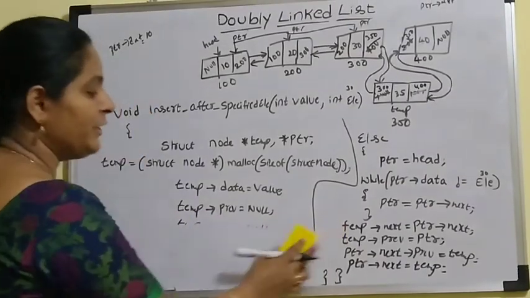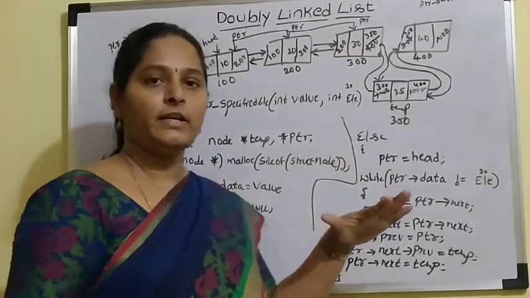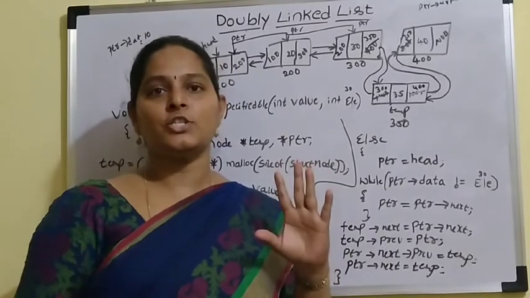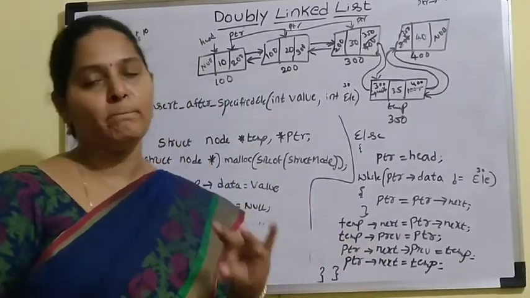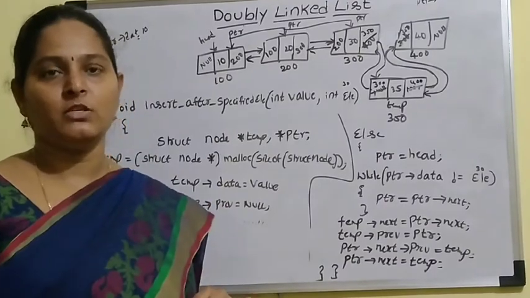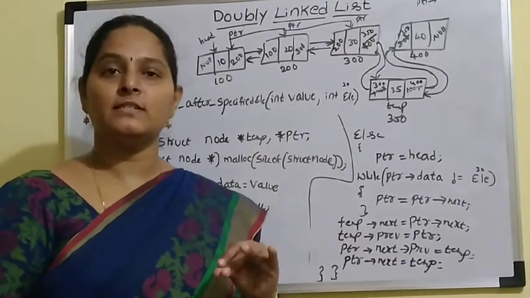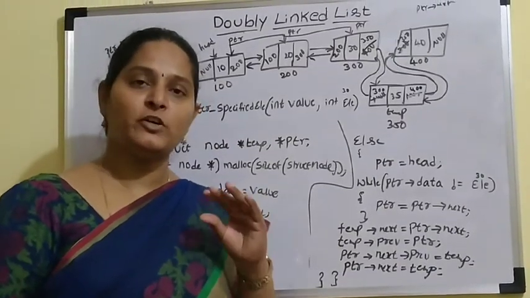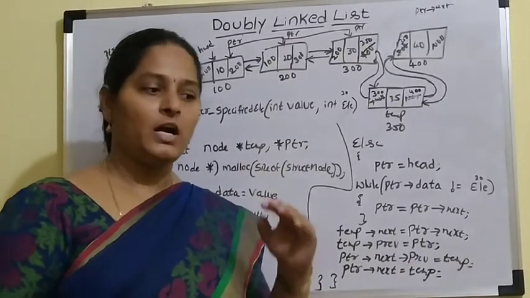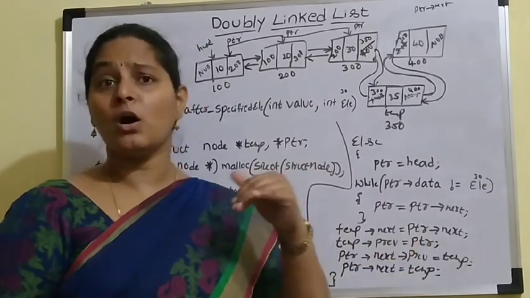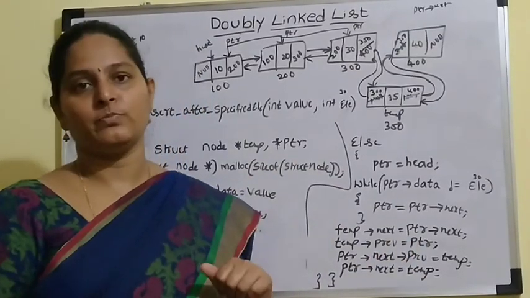In the next video, these are the 3 cases of insertion: insertion at the beginning, insertion at the end, and insertion in the middle or at a specified position. In the next video, we will discuss how to perform the deletion operation on a doubly linked list: how to delete the first node, how to delete the last node, or how to delete a specified node.